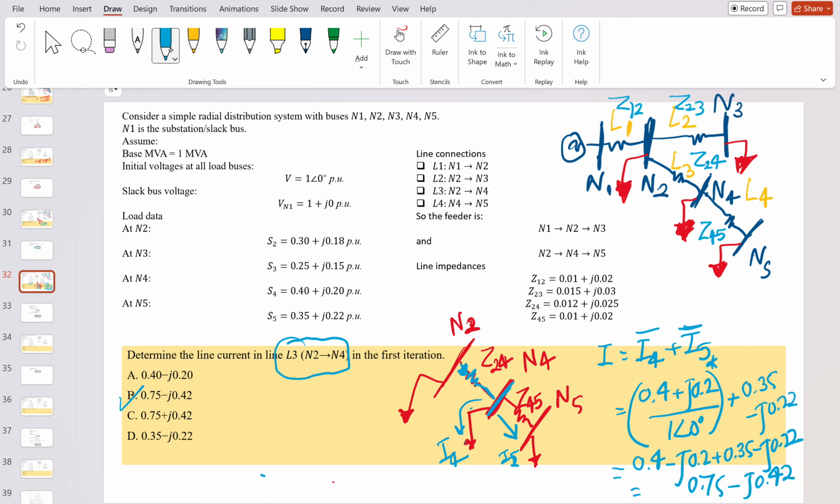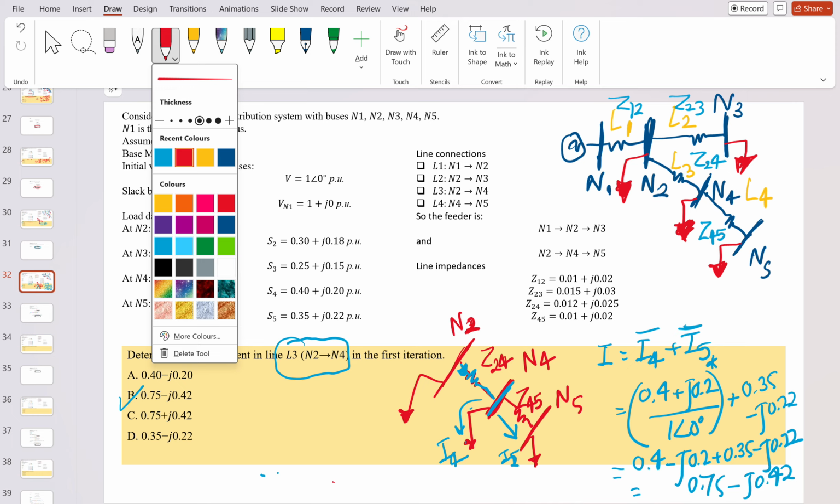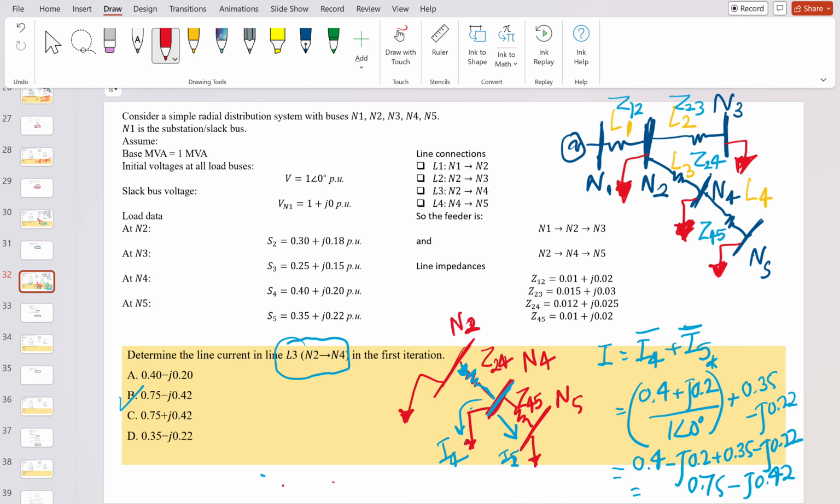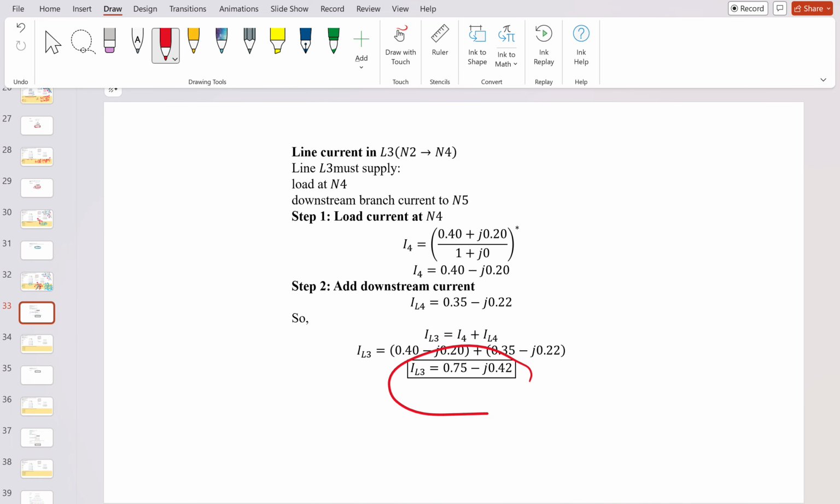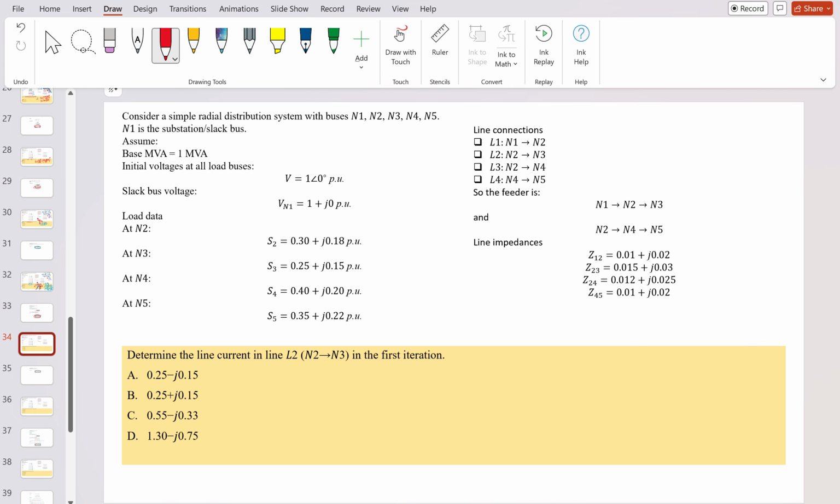You just have to apply the KCL. You don't need to move from the forward side, you just move from the backward side, so it will be easy to solve. Just find the current flowing here, I5, then find I4, and sum I4 and I5 as a phasor sum, and you will get the answer, 0.75 minus j0.42. Here is the given solution. Let's move forward, try to solve this.